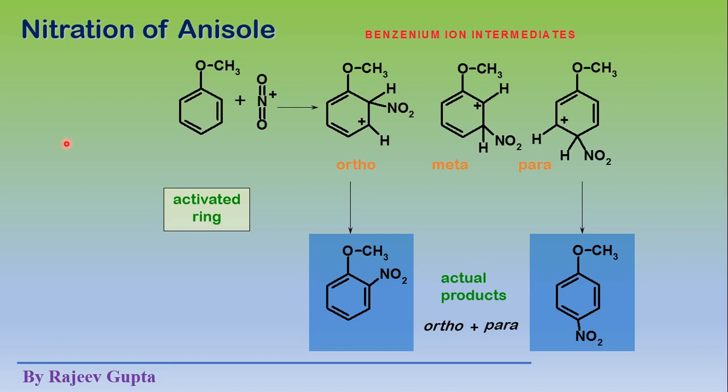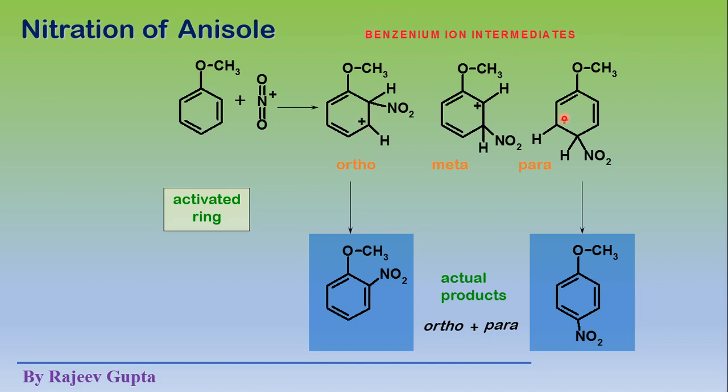What will happen here? This is anisole, or methoxybenzene. Here the nitronium ion attacks at the ortho, meta or para position. Whatever the position, this is the ortho product, meta product and para product. These three types of intermediates are called benzenium ion intermediates, arenium ion intermediates or sigma complexes.